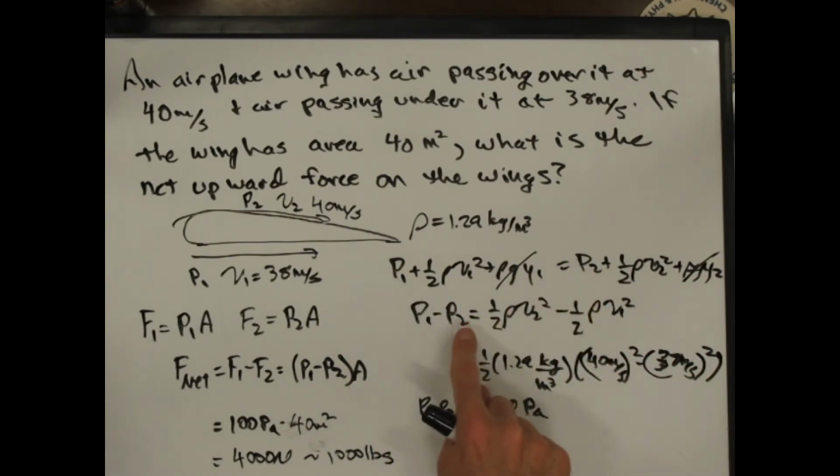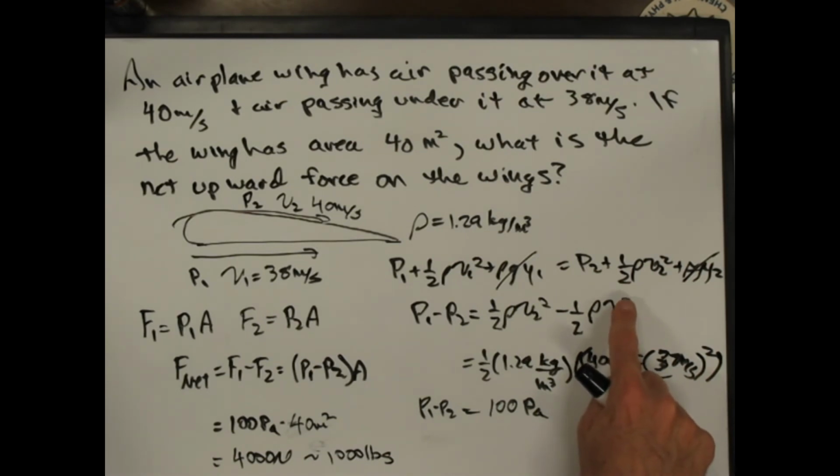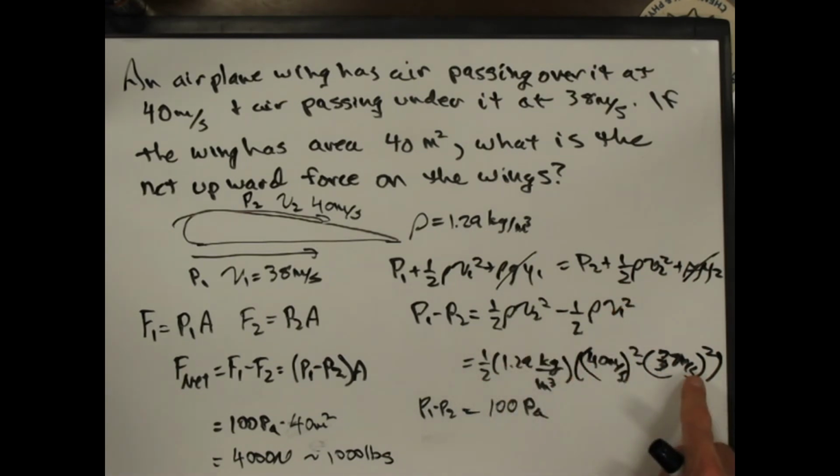Subtract the P1 over this side, move the 1/2 rho V1 squared to that side, calculate that guy out. It becomes 1/2 rho, which is 1.29 kilograms per cubic meter, times 40 meters per second squared minus 38 meters per second squared. Maybe I can write that better. Maybe not. I guess not. And what I get for that is about 100 pascals.